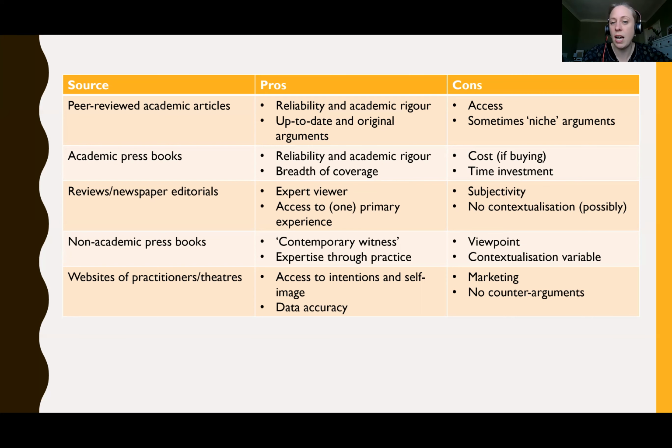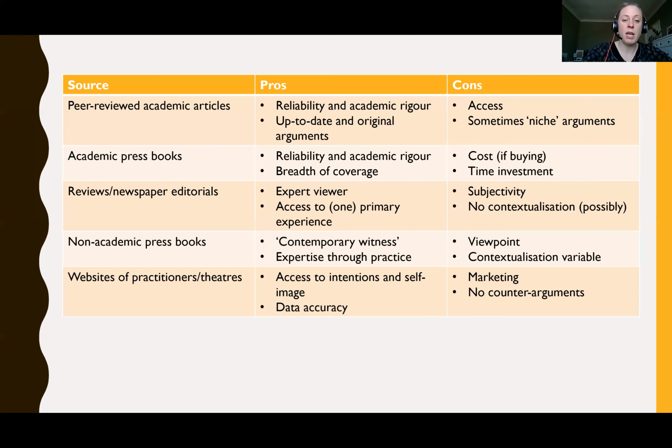Some of the cons are the cost if you're buying them. Some academic press books can be very, very expensive. And the time investment that you might need to have in order to read a whole book, because a book obviously is quite a lot longer than a journal article.